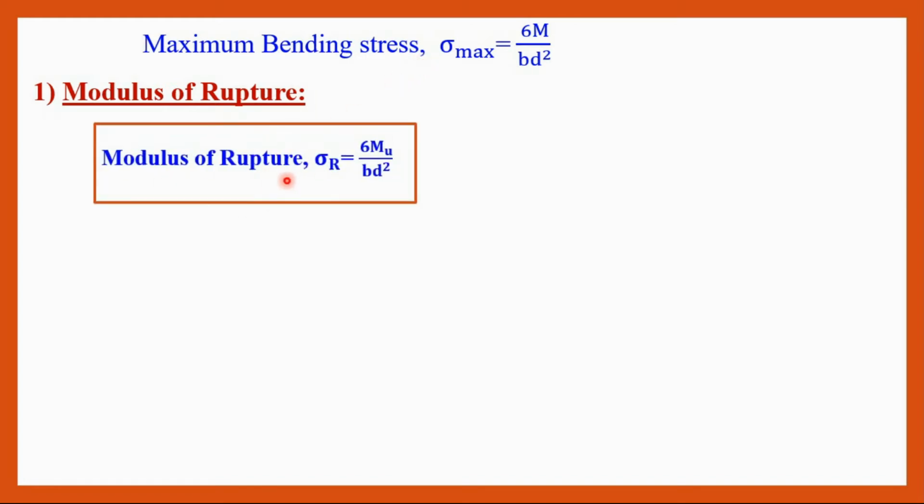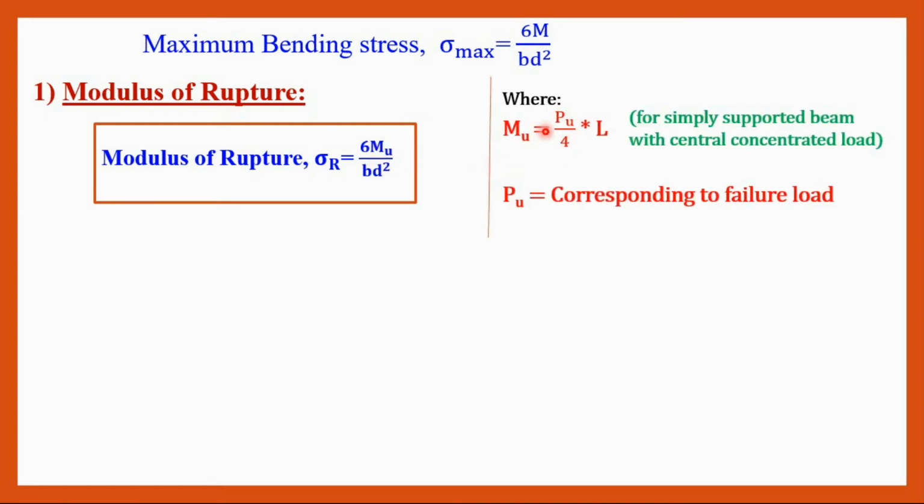Now, to calculate the modulus of rupture, we can use the same equation. Modulus of rupture sigma r is equal to 6 Mu divided by BD square, where Mu is the maximum bending moment. For simply supported beam with central point load, WL by 4 is the value. Here we can say WU is nothing but PU, point load, corresponding to the failure load.